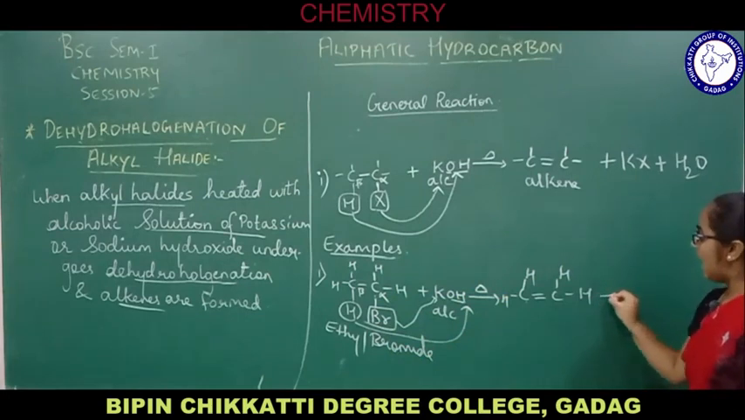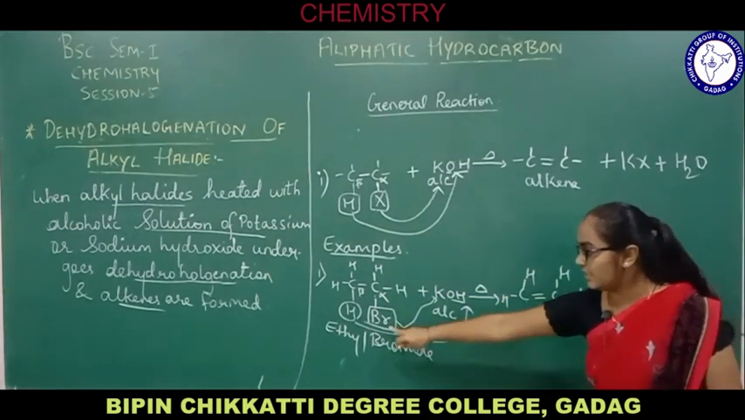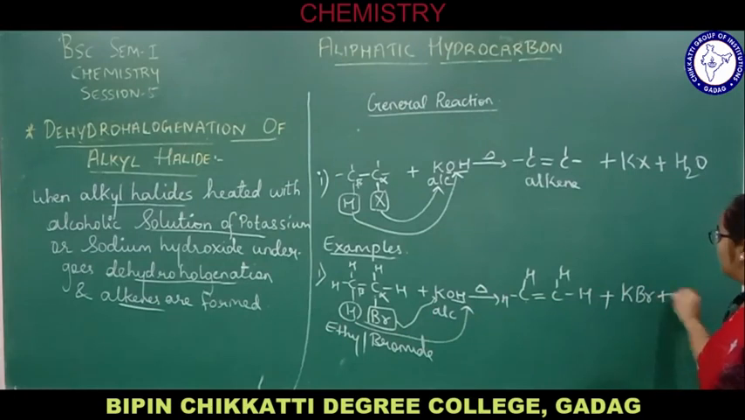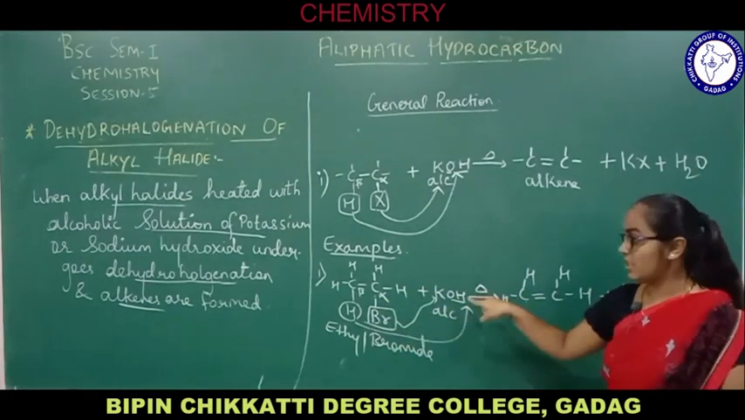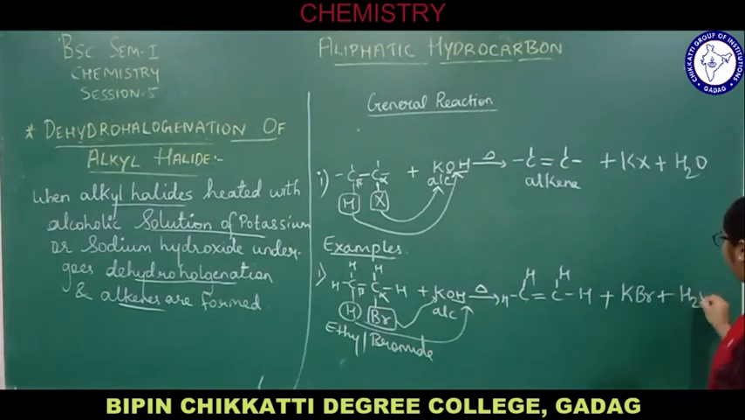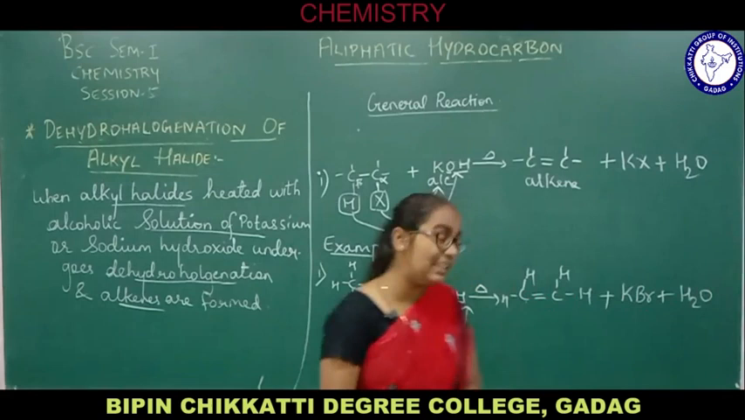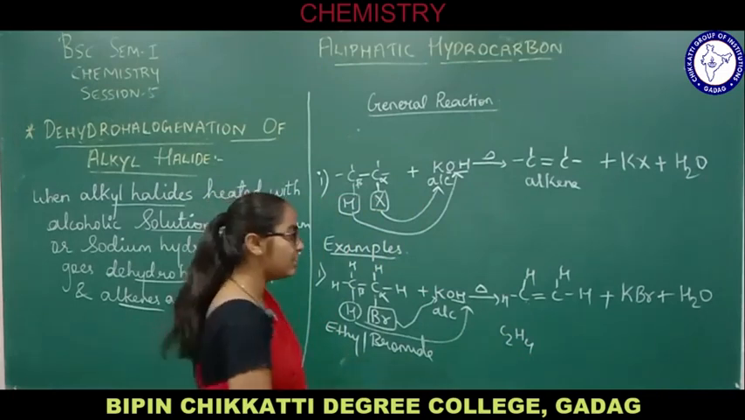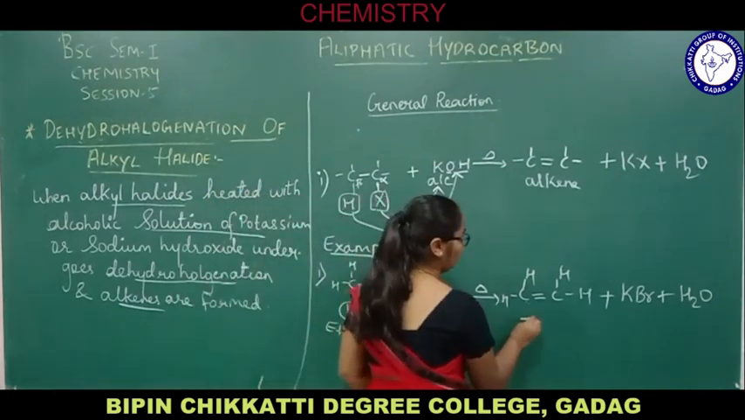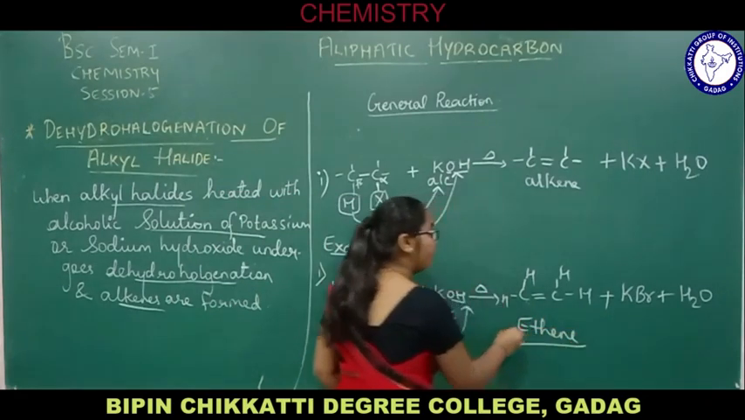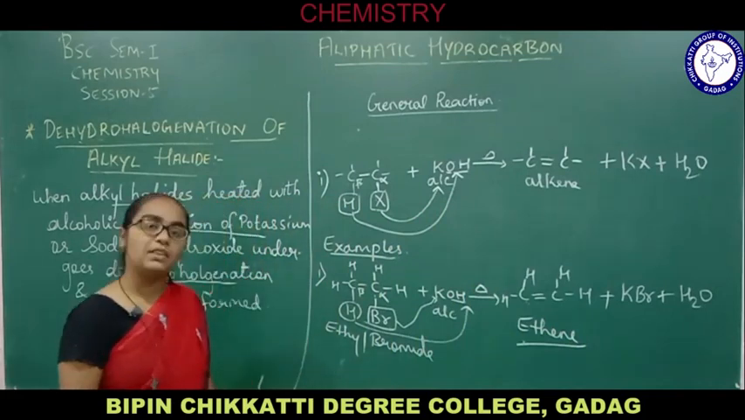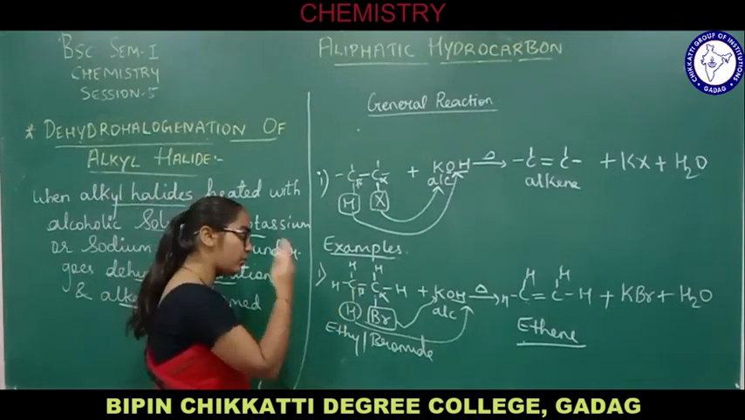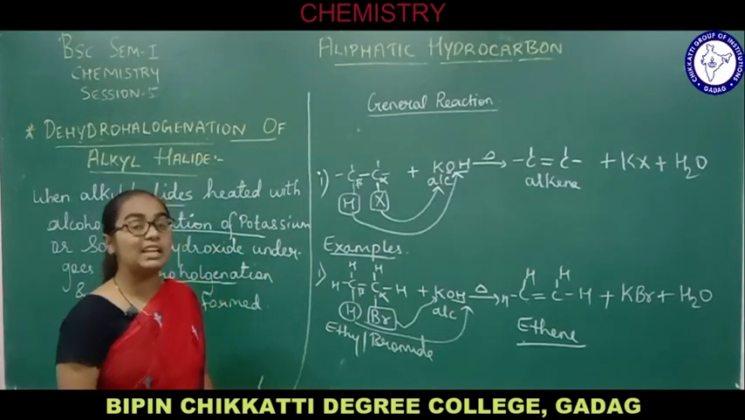Okay, and the byproduct formed over here: this bromide atom will go and get attached to this potassium to form potassium bromide, and that hydrogen atom will go and get attached to this hydroxyl group to form water, right? So the alkene which has been formed over here is C2H4. C2H4 is which alkene member? This is the member called ethene. Ethene, the first member of the alkene family, with the formula C2H4, right? So this is how the alkene is formed when dehydrohalogenation of ethyl bromide takes place.